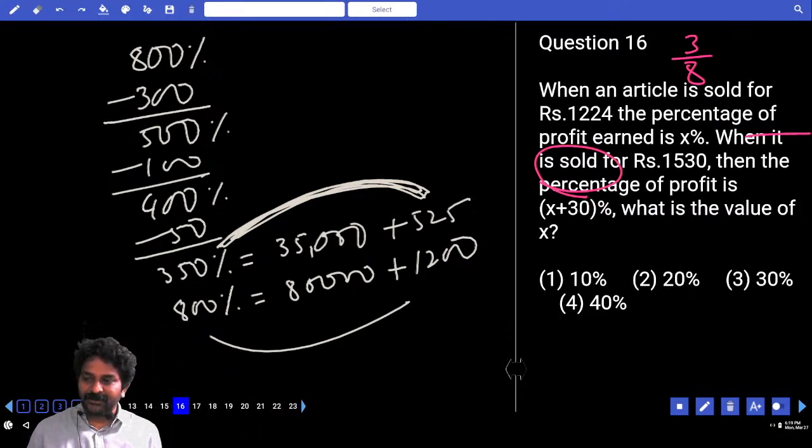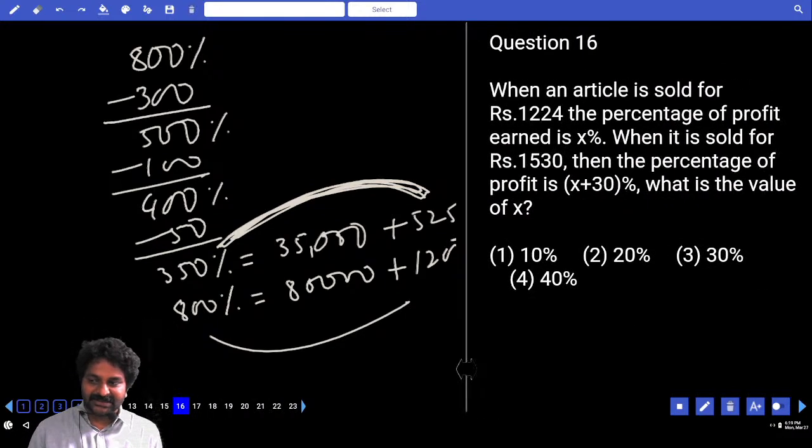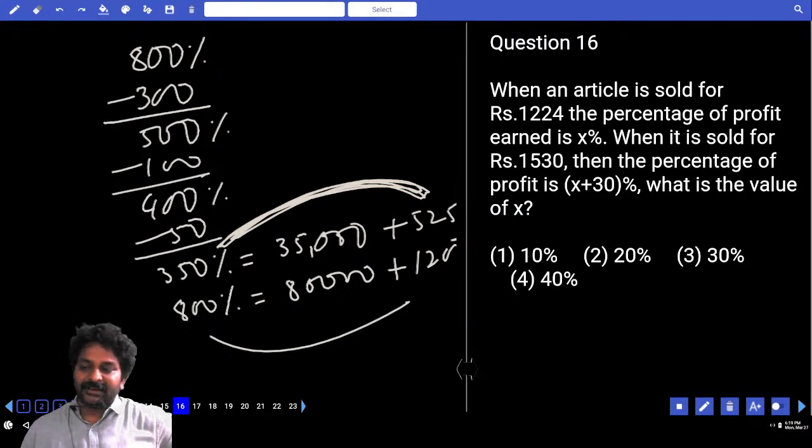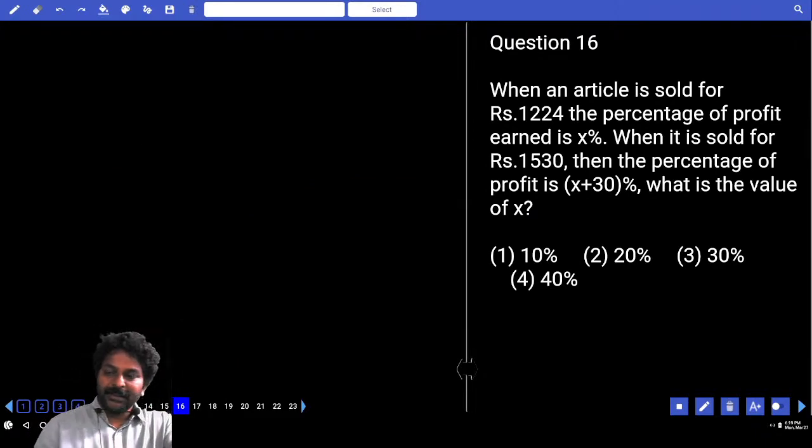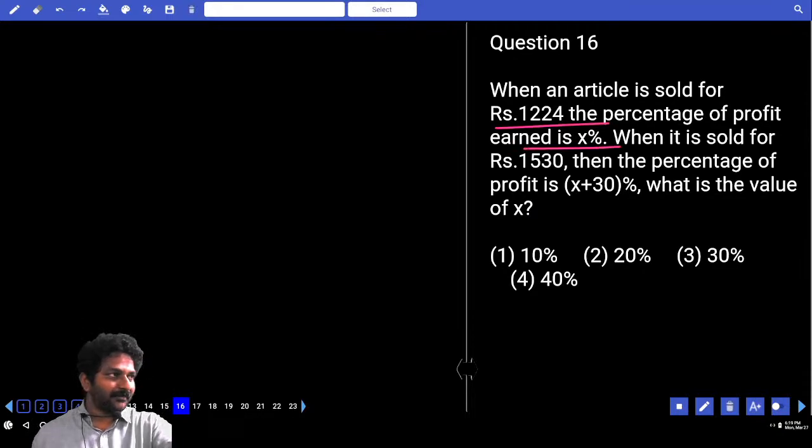When an article is sold for 1224, the profit percentage earned is X percentage. When it is sold for 1530, then the percentage of profit is X plus 30%. What is the value of X? Okay, right. So now X is here in 1224.